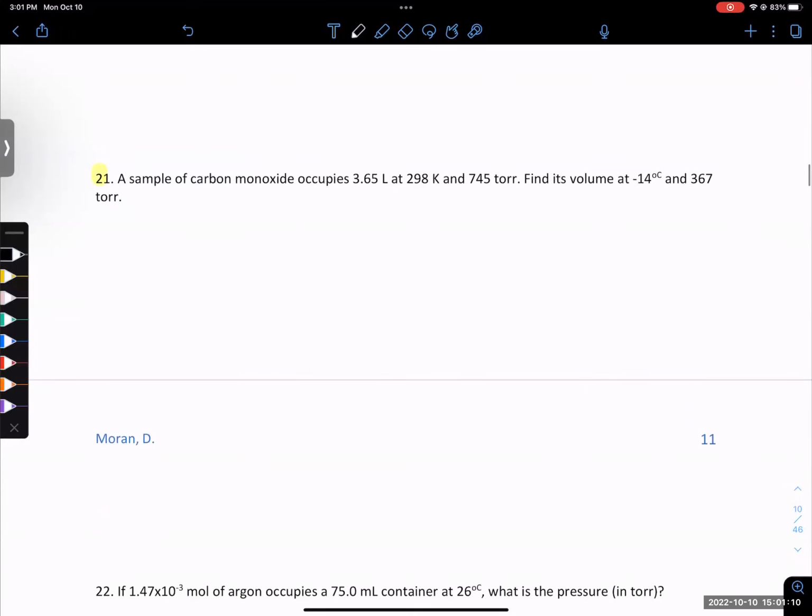Example: carbon monoxide gas occupies 3.65 liters at 298 Kelvin and 745 torr. Find its volume at this new temperature and this new pressure. Okay. So clearly, I'm gonna give y'all some time to work on this one.